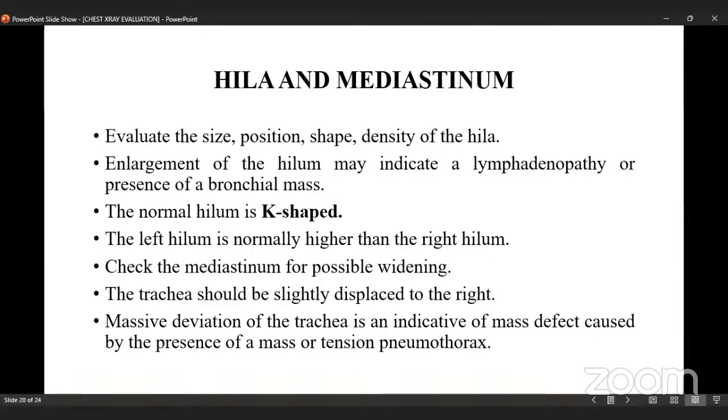All right. So it is very important to assess the hilar region and the mediastinal structures, the mediastinum, and rule out any pathology that is causing the widening, shift, or increase in size of the hilum, or increase in the width of the mediastinum. All right. Please, are you okay with that?